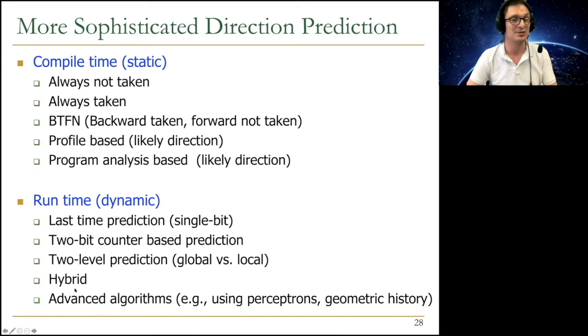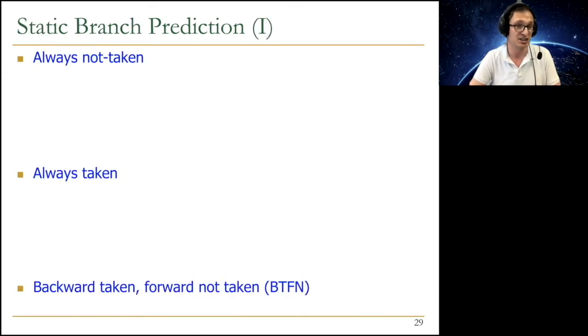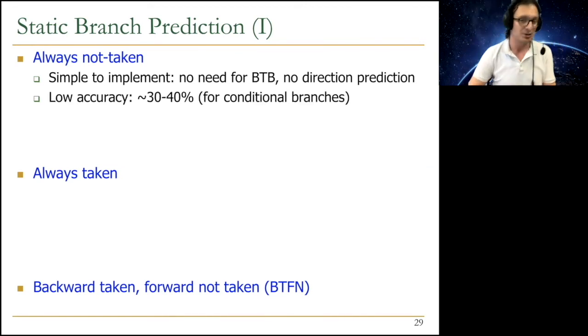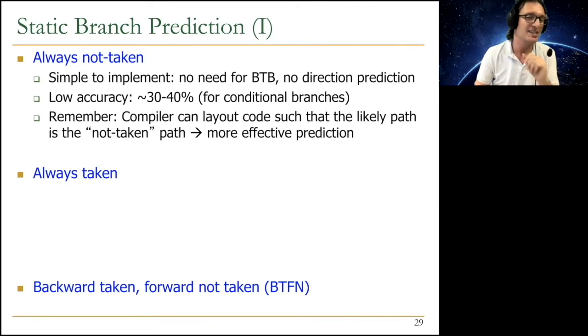And a lot of people actually developed very innovative and creative algorithms to do the prediction. Let's cover some of the basic ones. We already covered the always not taken one. So advantage is clearly simple to implement. There's no need for BTB, no direction prediction, but low accuracy, as we discussed. You could improve the accuracy by laying out the code or eliminating branches, but that turns out to be hard. So basically, the compiler can lay out the code such that the likely path, the frequently executed path, is a not taken path. This could lead to more effective prediction, but there are downsides to it, as we have discussed earlier.